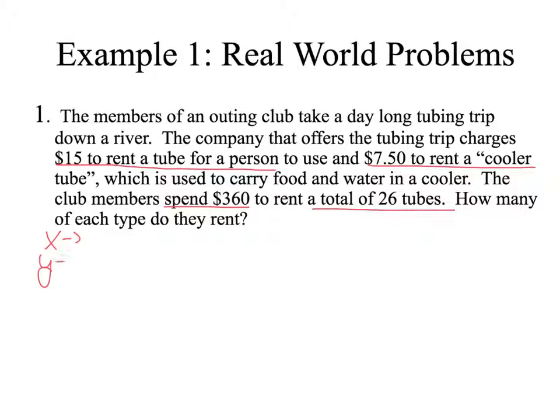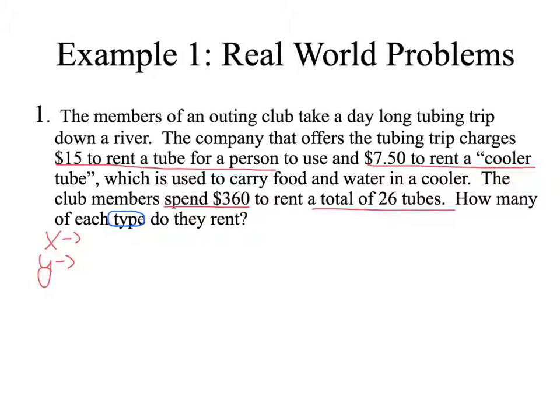Now the last sentence, I'm going to change the color. It says how many of each type do they represent? When it's asking you in that last question what you're looking for, that's usually a good clue as to what x and y are supposed to be, because we're typically supposed to be looking for x and y. So they want to know how many of each type.